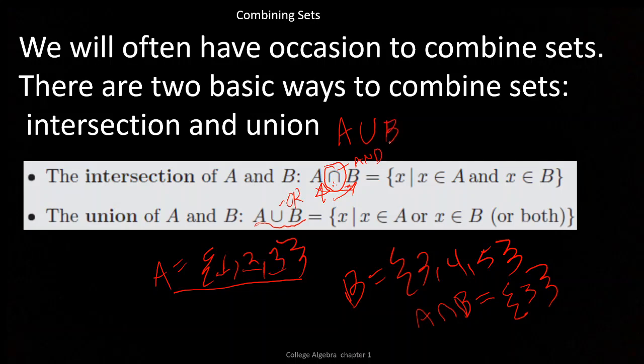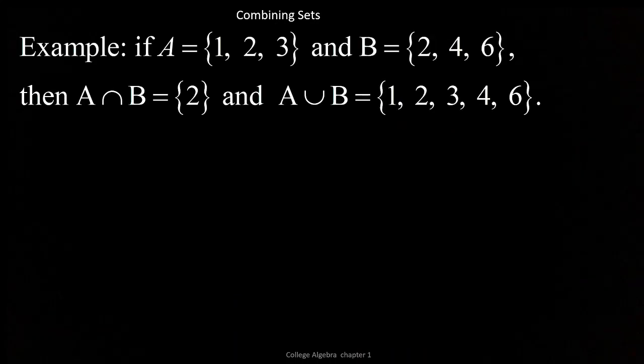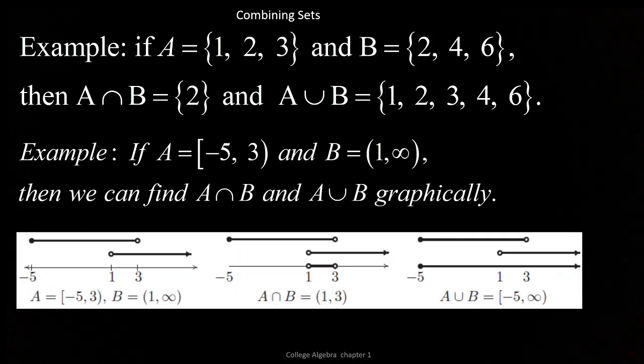So A or B, or A union B, is going to be, in our example, well, 1, 2, and 3 are members of A, so they satisfy the condition. Now 3 is in B, but is already listed here. 4 is not listed, 5 is not listed, so I'm going to list them. So that's A union B. Here's the example again, and we got that.